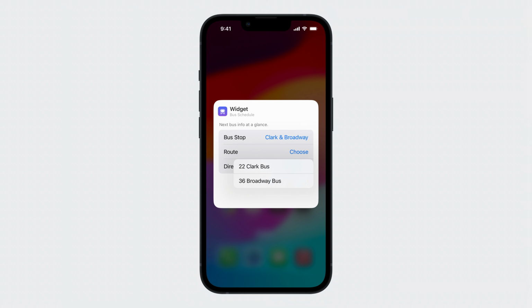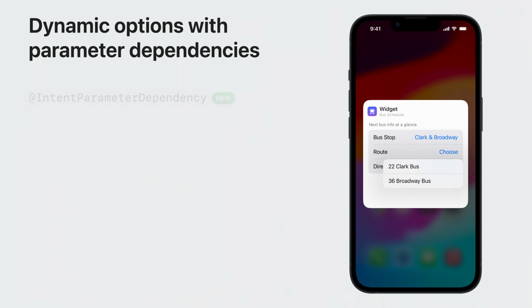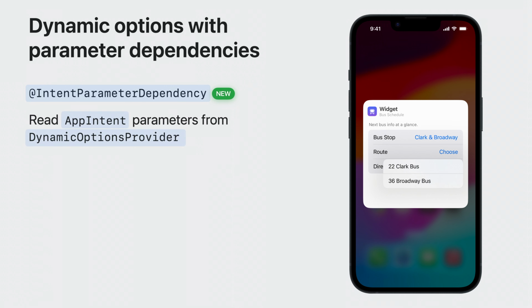For example, in my widget configuration, I want to display only the route options that are available based on the bus stop parameter. To do that, I can use a new API in iOS 17 called Intent Parameter Dependency. It is a property wrapper that lets you access parameters from your intents within a dynamic options provider or query. You can read these parameters and use them to create more dynamic and context-aware options. In my example, I return the available bus routes filtered by the user's selected bus stop. Intent parameter dependency works in all environments, such as widgets, shortcuts, and focus filters.